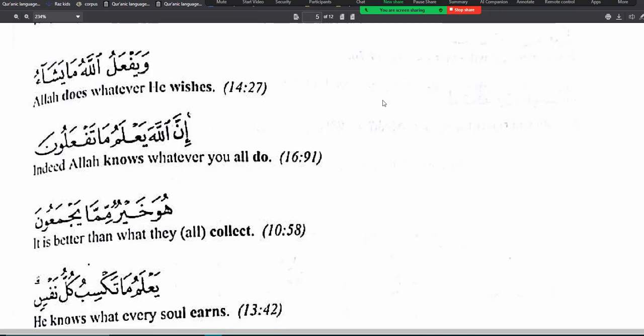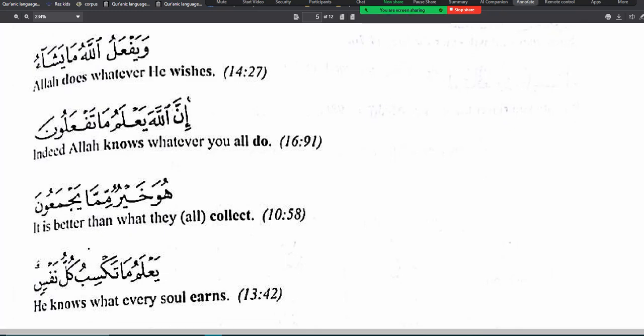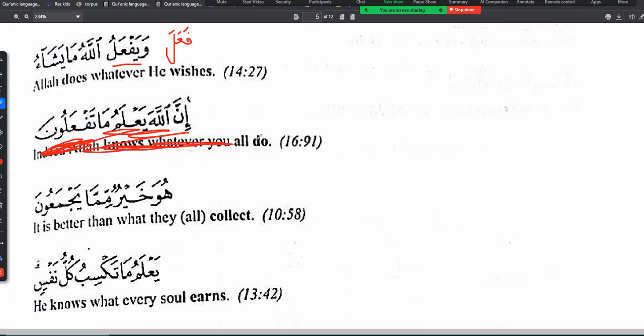Okay, you have to tell me the fi'l Mudare in these examples. What is the Madi? You have to tell the Madi as well for this. Okay, what is the meaning? He does or he will do. Okay, and how do you translate وَيَفْعَلُ اللَّهُ? And Allah will do what He wishes. Okay, very good. Now next ayah.